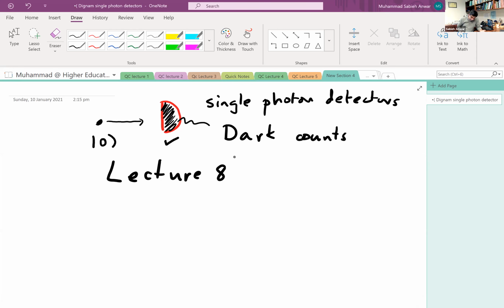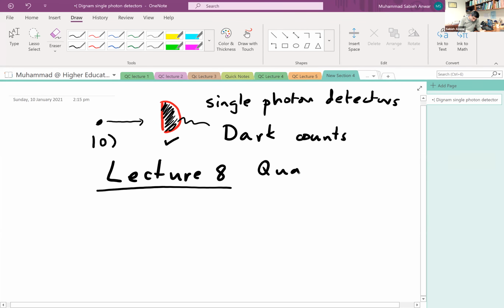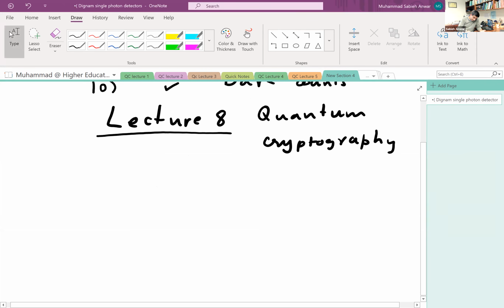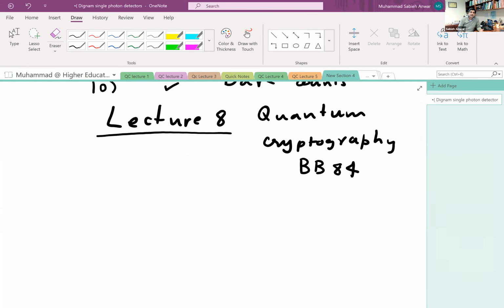So in lecture 8, I will be dealing with a quantum cryptography mechanism, and the particular protocol that I will exemplify is called the BB84 protocol, because it was invented by two scientists, Brassard and Bennett, in the year 1984.